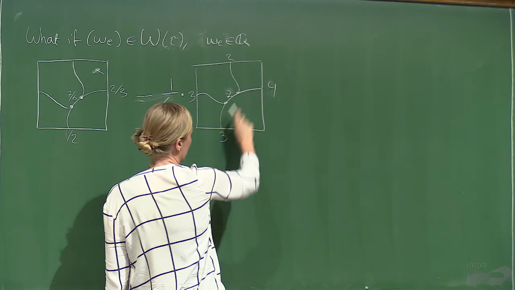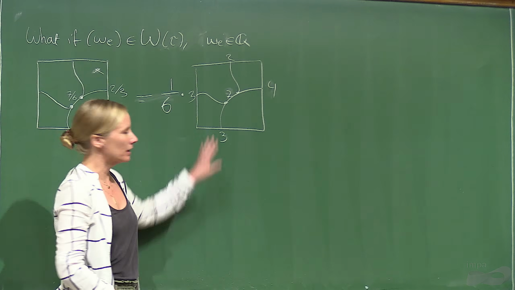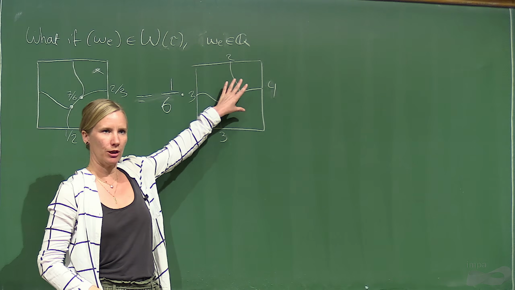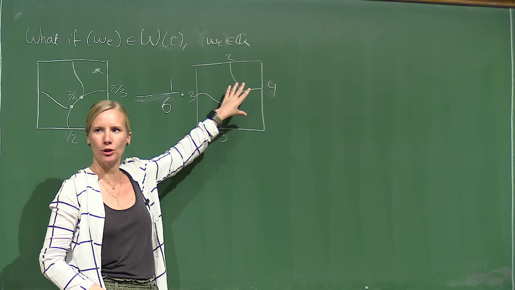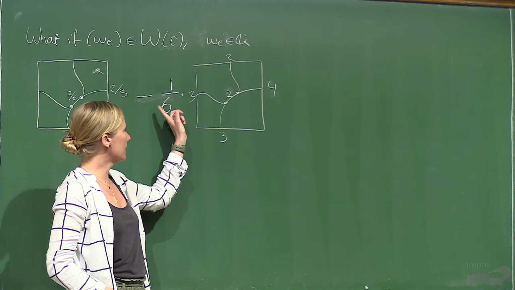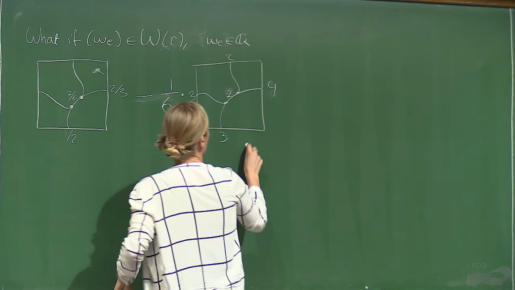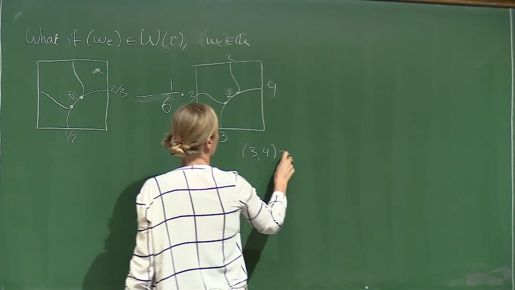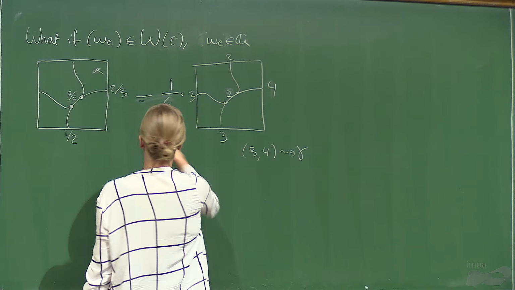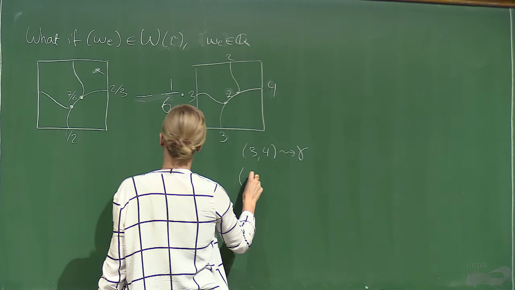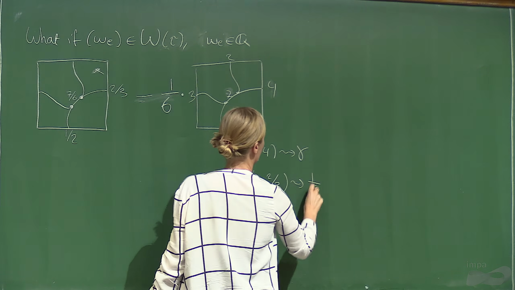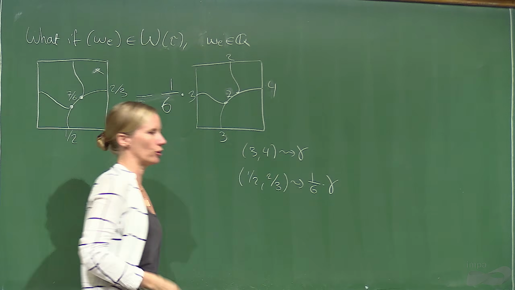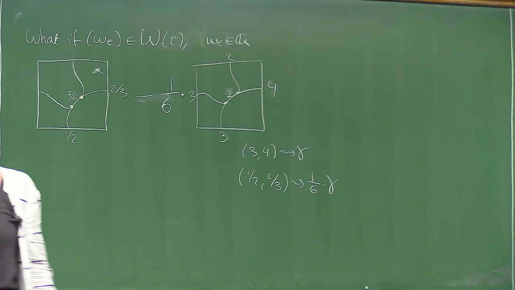You can put 4 strands here, 3 strands here, and so on, and you're going to get a simple multicurve here, or again just a connected simple curve here. So the 3, 4 here gives you some simple curve, and then these weights, 1/2 and 2/3, give you that simple curve with weight 1/6.